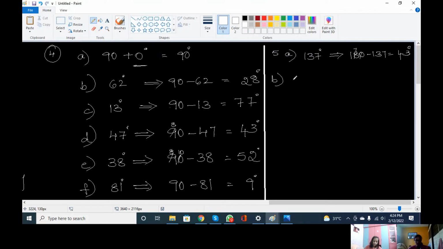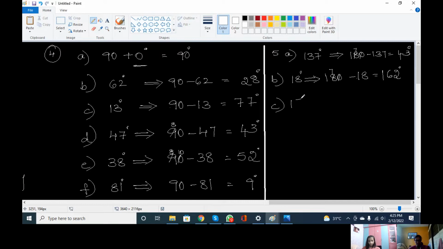Next, B bit. 18 degrees. For 18 degrees, what is the supplementary angle? So 180 minus 18. Borrow from here and this will become 7. 10 minus 8 gives you 2. 7 minus 1 is 6. And 1 is as it is. 162 degrees is the supplementary for 18 degrees.